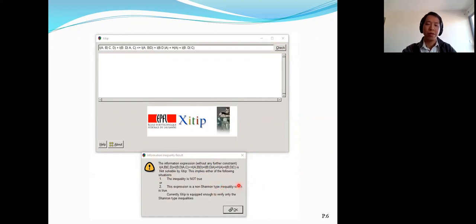So I think at least you can agree with me that the message here seems to be not very conclusive. We are not very sure whether the inequality is true or not. Later on, I will go back here and give you the clear definition of what we mean by the non-Shannon type inequality and the meaning of this box. But at least we can see that it is not very conclusive for this inequality.